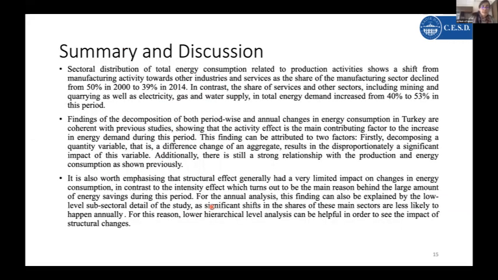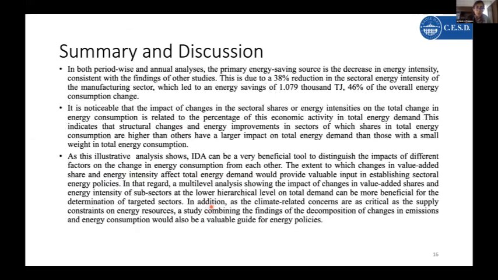I'm already at the last slide. So to summarize, I think it's important to focus on this last part: this methodology can be beneficial to distinguish the impacts of different factors on the changes in energy consumption from each other, and it can be developed to carry it out at multi-level rather than on one-stage analysis. Combining the findings of decomposition of changes in emissions and energy consumption can be actually more valuable to guide the energy policies.